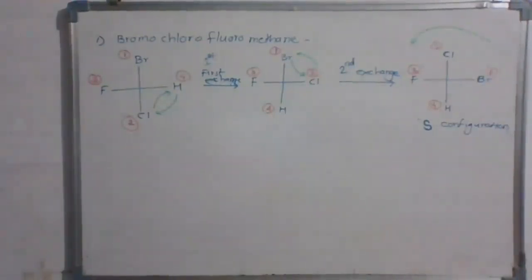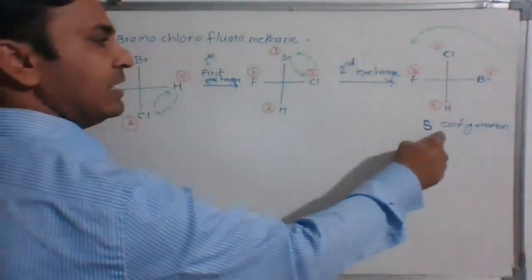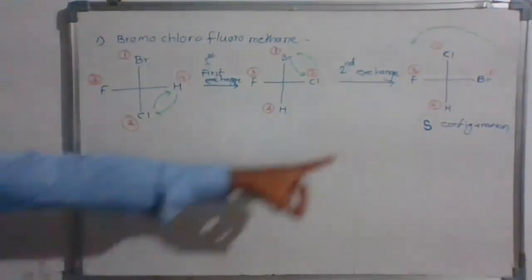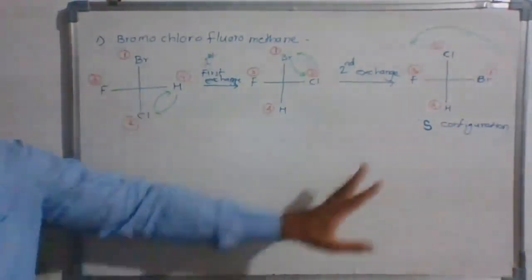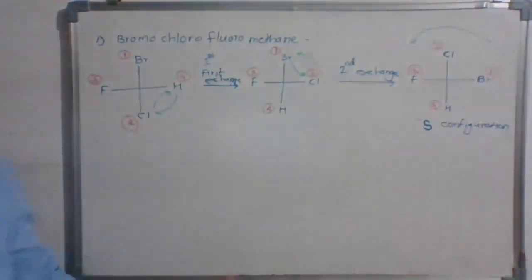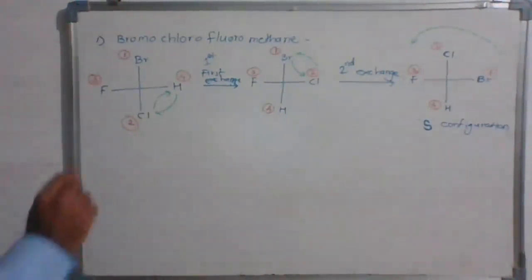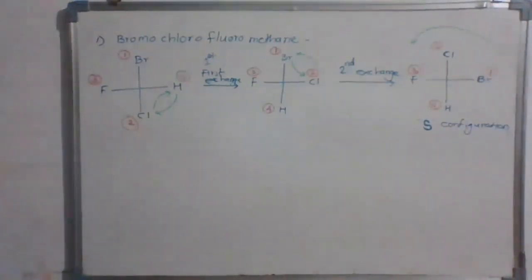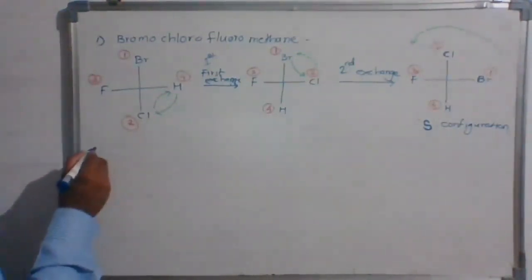In final examination, if the question comes for 4 marks, then 2 marks will be for exchanges and 2 marks will be for configuration. If you just write that S configuration without showing any type of exchange, then you will get only 2 marks. Look at the example very carefully. Then we shall see the next example.